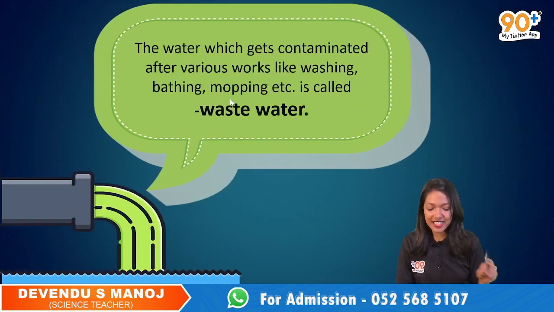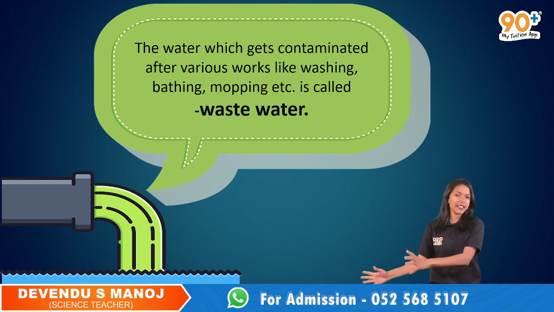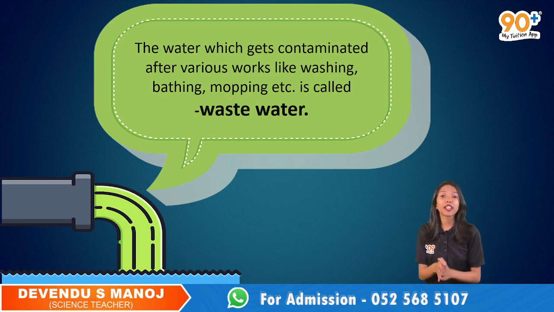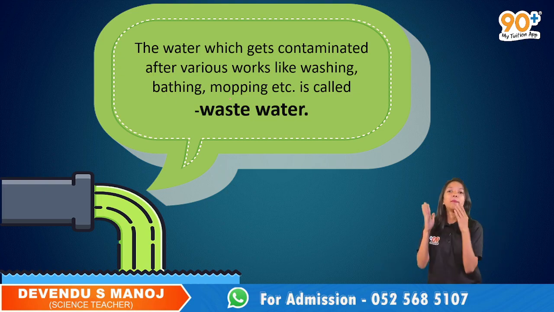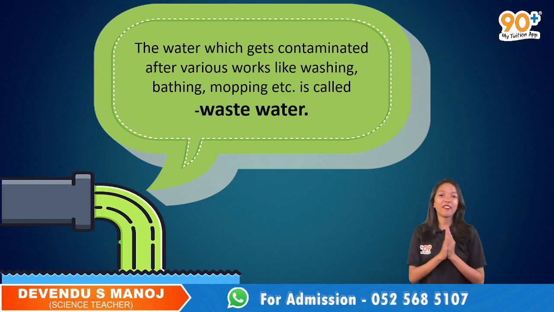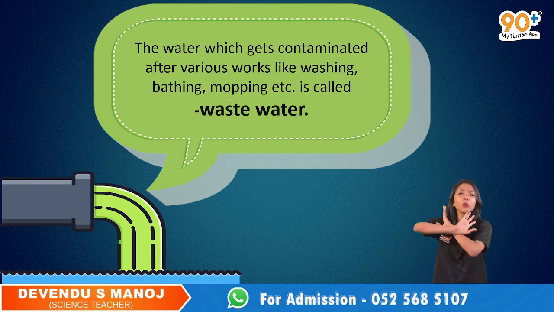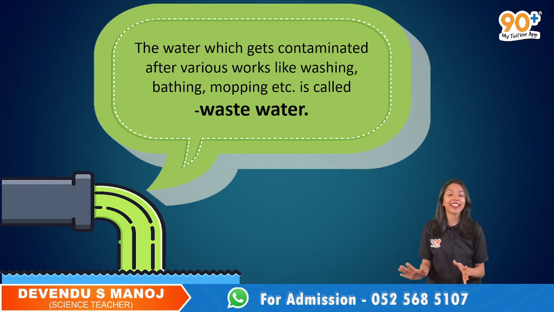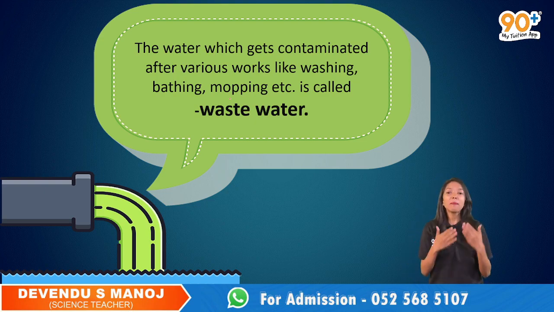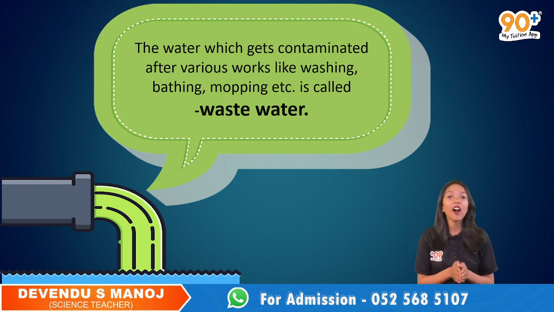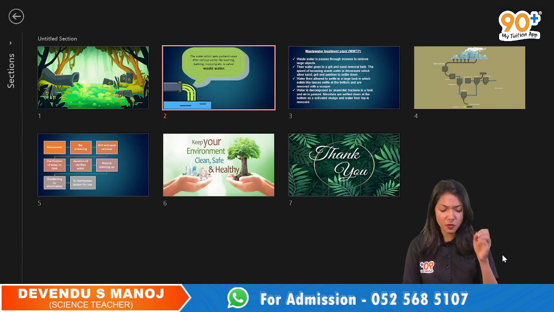Let us see what exactly wastewater is. The water which gets contaminated after various works like washing, bathing, mopping, etc. Everybody's houses encounter all these activities every day, right? So all of it results in wastewater. The water which gets contaminated after various works like washing, bathing, mopping, etc. is called wastewater.